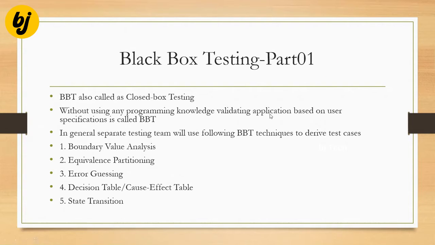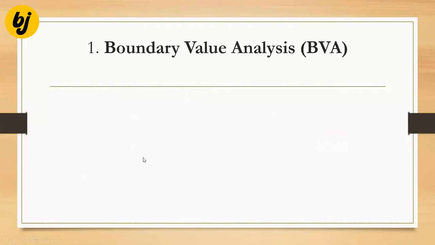Of these, the first three are the important ones: boundary value analysis, equivalence class partition, then error guessing. In this session, I am going to cover these three. In the next session, I am going to explain the decision table and state transition coverage. First one, boundary value analysis.